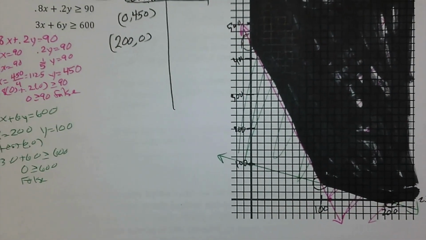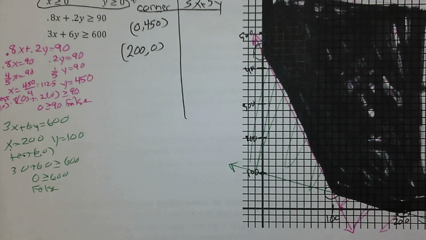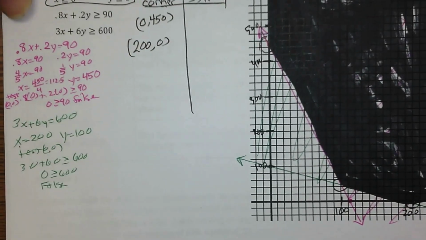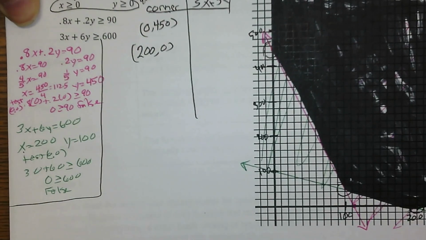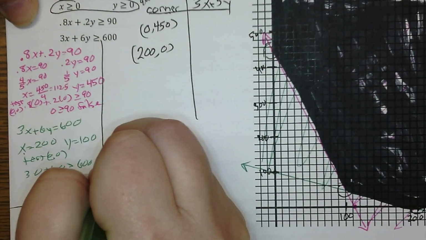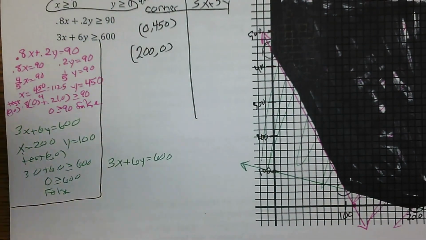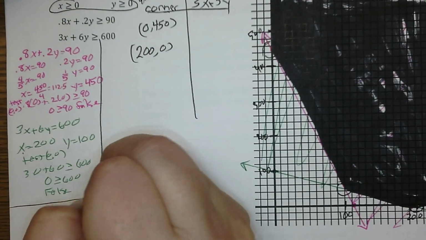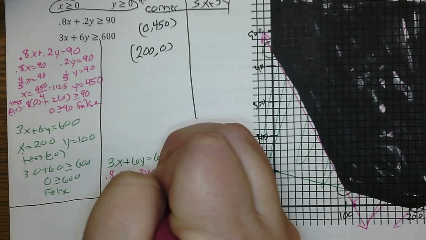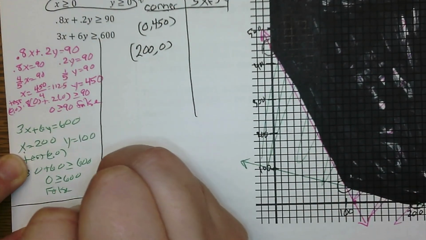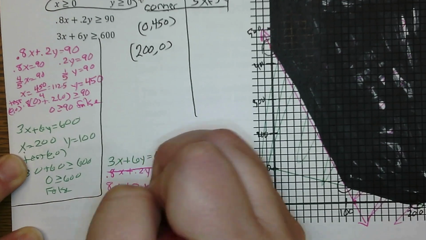Now we still do need to figure out where the pink and the green graph intersect, where they cross. So let's see here. I'm going to separate this part, and I'll put it here. 3x plus 6y equals 600. That's the green. And the pink is 0.8x plus 0.2y equals 90. Let's see here. What can I make the 0.8 and the 2? So I'm going to just first multiply the bottom equation by 10. 8x plus 2y equals 900.